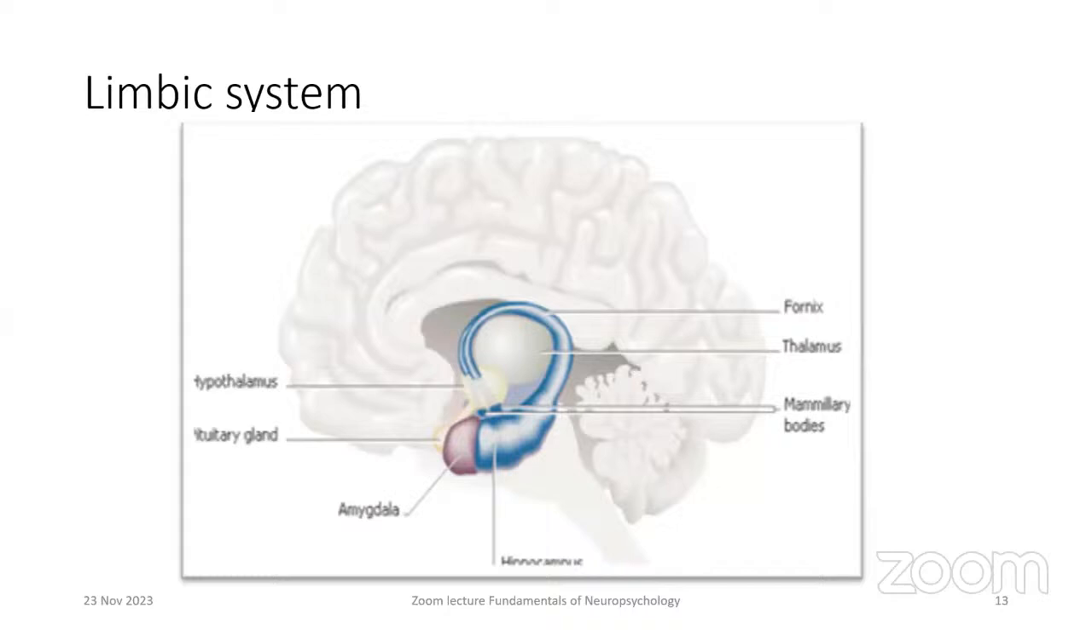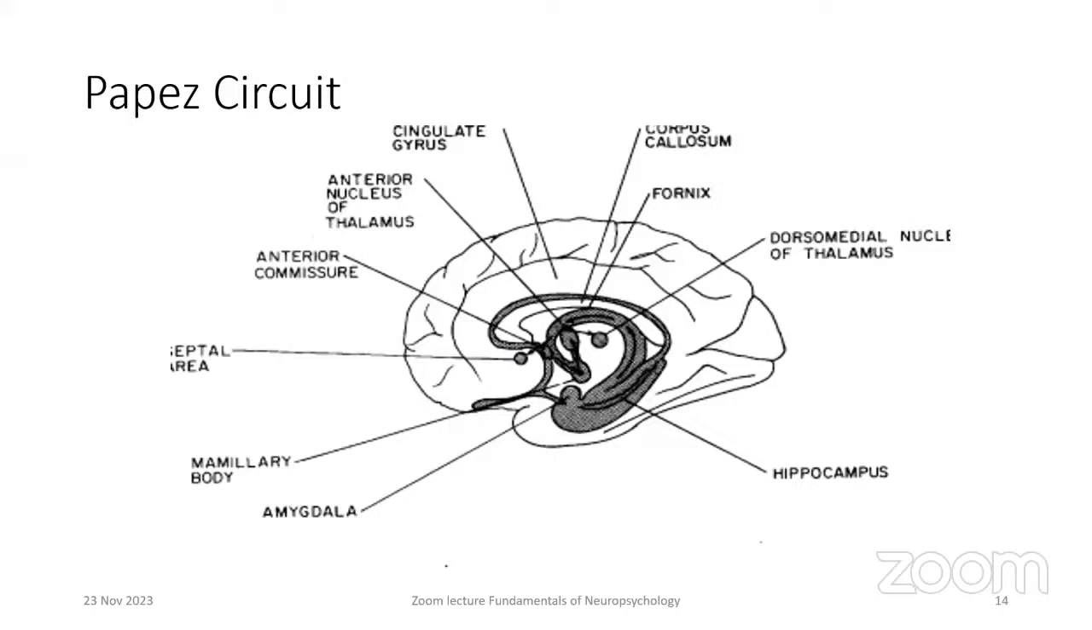From the thalamus, it goes to the cingulate gyrus. This is the limbic system, which is called the Papez circuit, the circuit we have already seen. This is the amygdala, hippocampus, everything, and in the coming slides we'll see the dentate gyrus and the hippocampal formation circuits.